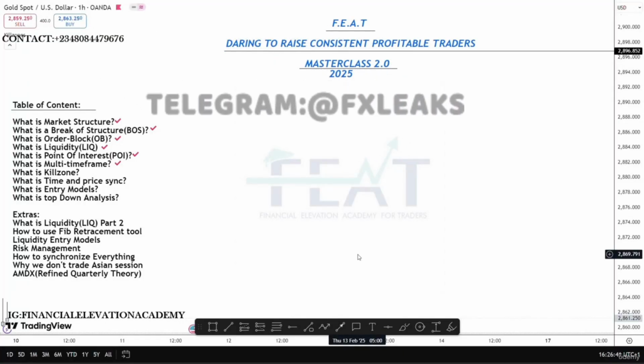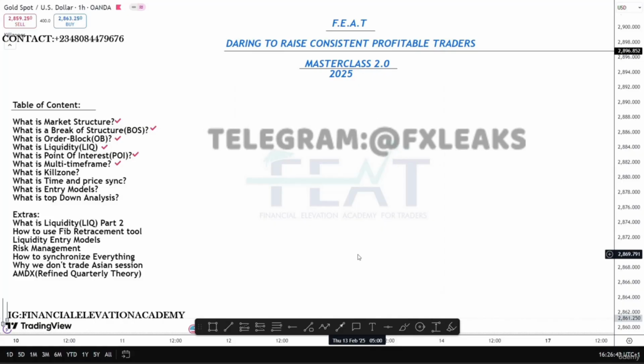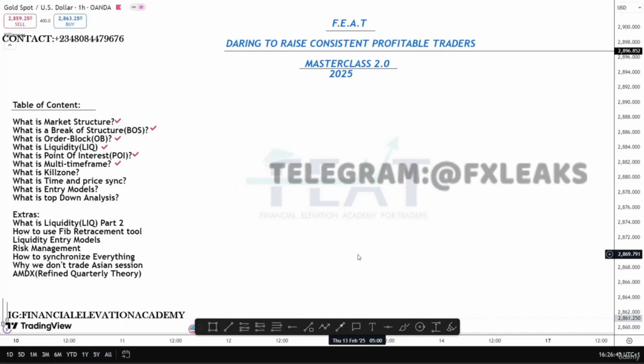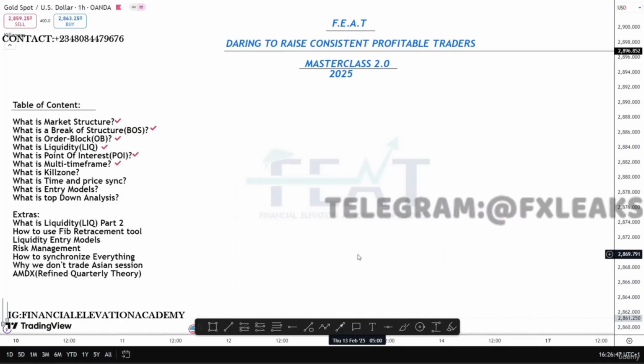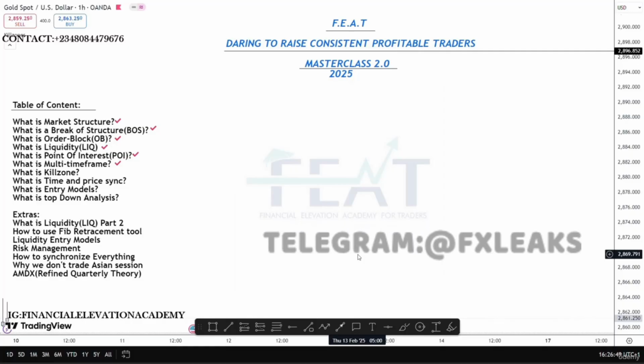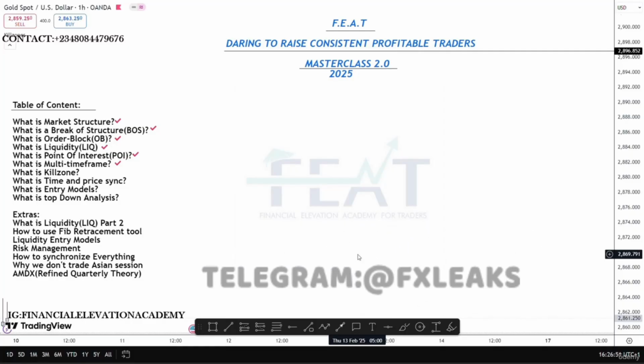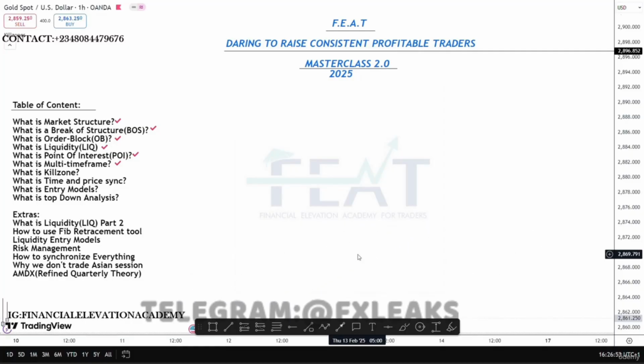Alright, welcome to another session. We'll be talking about time frames on this session and how we use the multi-time frame to analyze our charts.